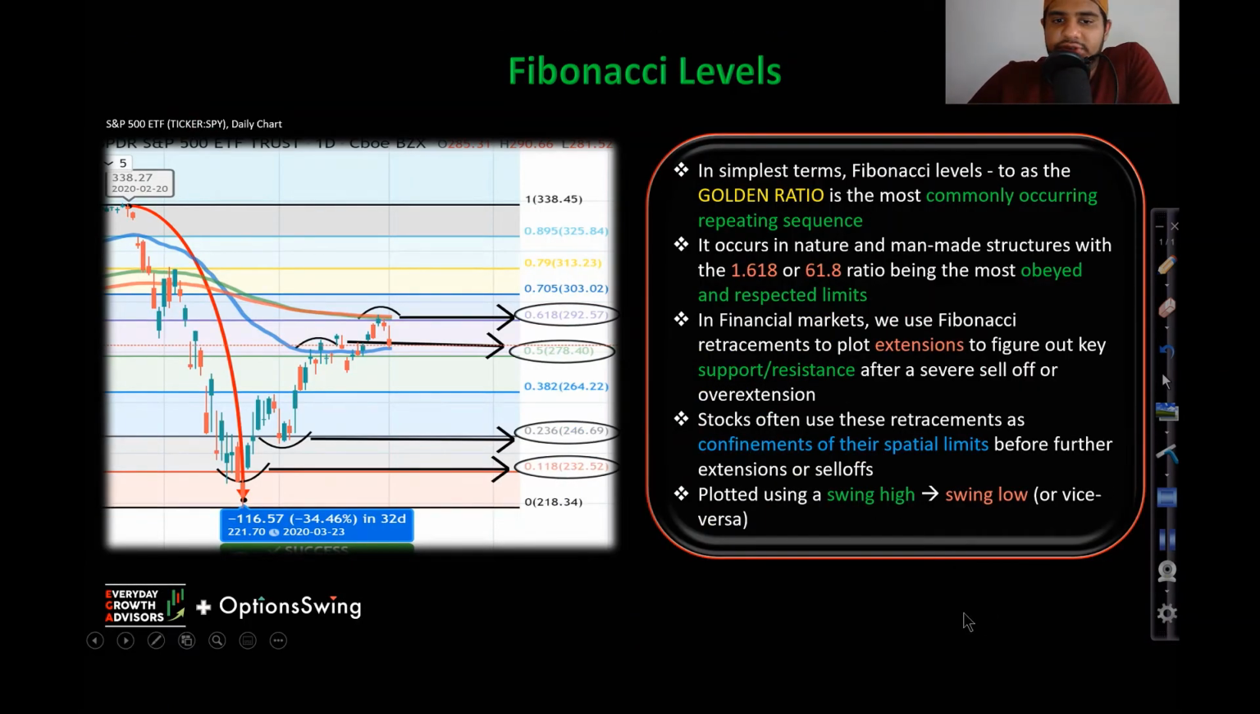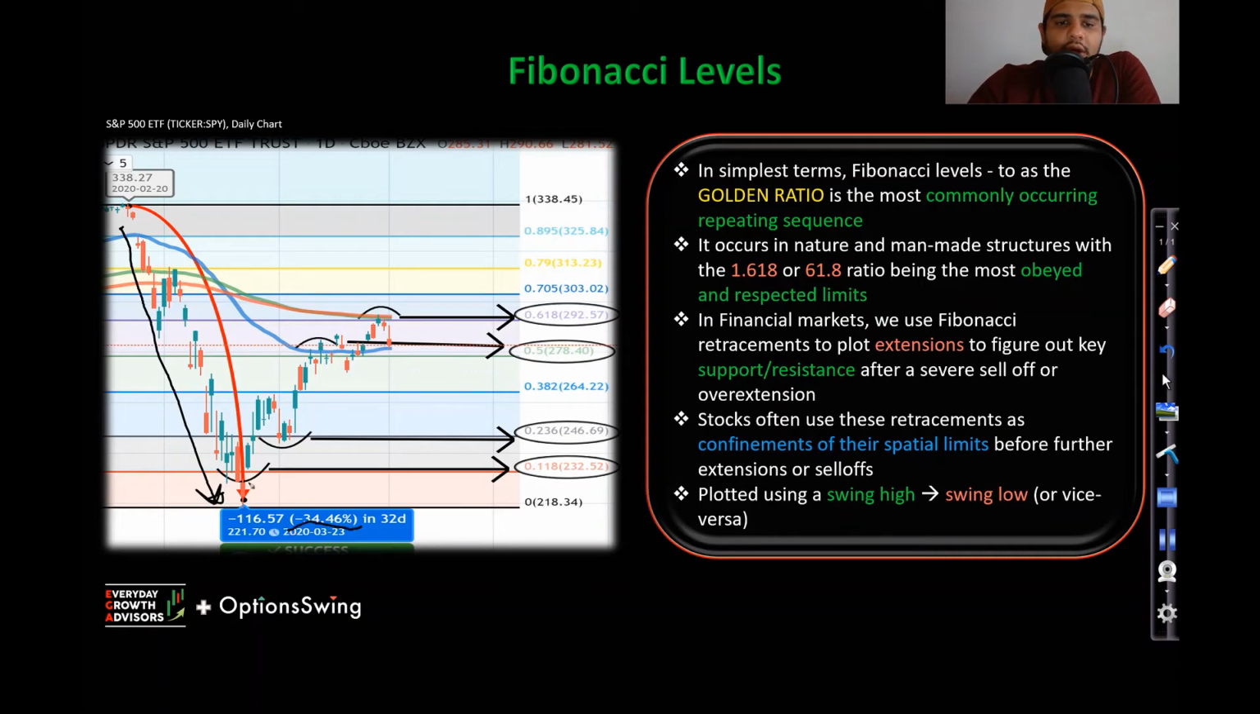The next one used as support and resistance is Fibonacci levels, and this is one of my favorite ones. Fibonacci levels are essentially used when you can't tell a clear support and resistance after a big drop. For example, I'm going to give you the drop that we just had. I'm going to call this the Corona drop. The Corona drop gave us a total of a 34% drop from the top. You can see it right here.